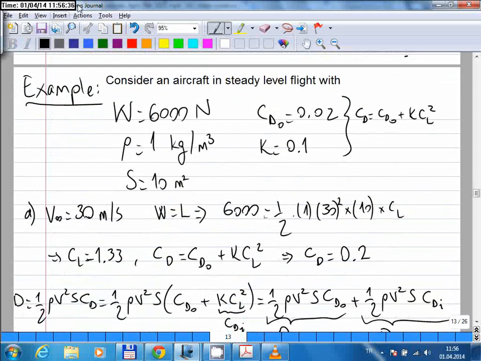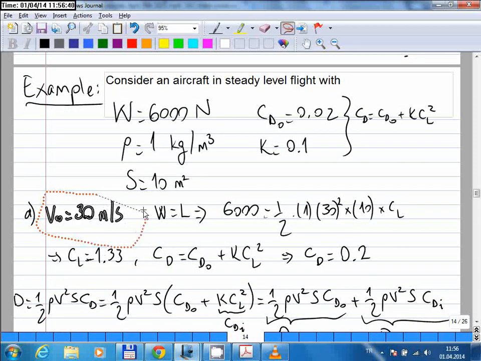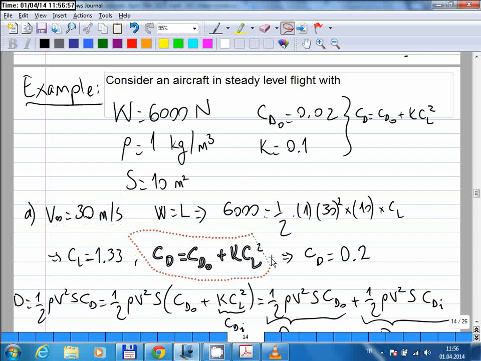Okay, and let's assume that the aircraft flies at 30 meters per second. So if you put 30 into the weight is equal to lift equation, it turns out that the lift coefficient should have a value of 1.33. And if the lift coefficient has that much value, then the drag coefficient from this relation turns out to be 0.2.